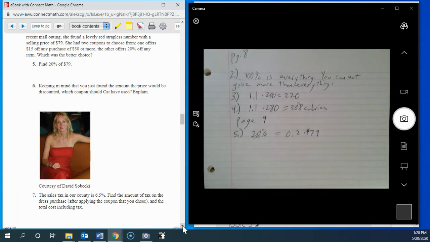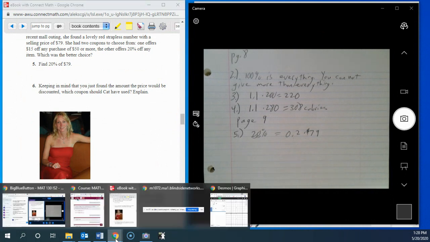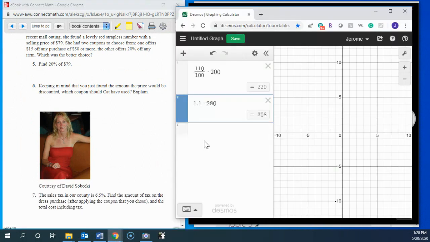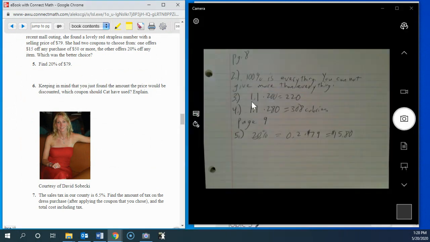Now, when we multiply this in our calculator, so we have 0.2 times 79. That'll give us $15.80, because this is money they're talking about. Okay, so the answer to number 5 is $15.80.